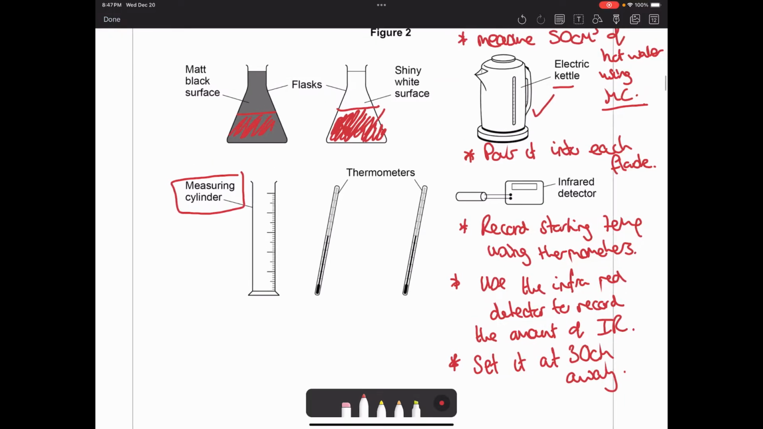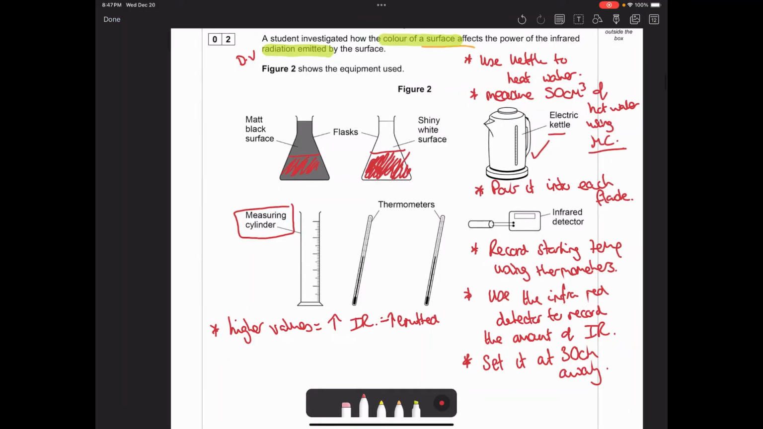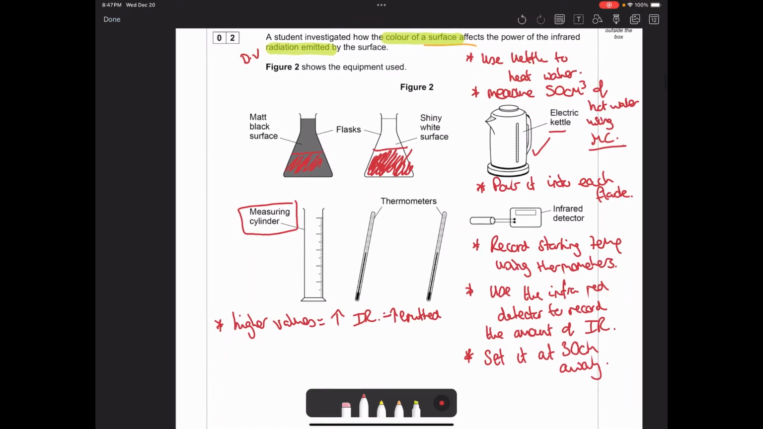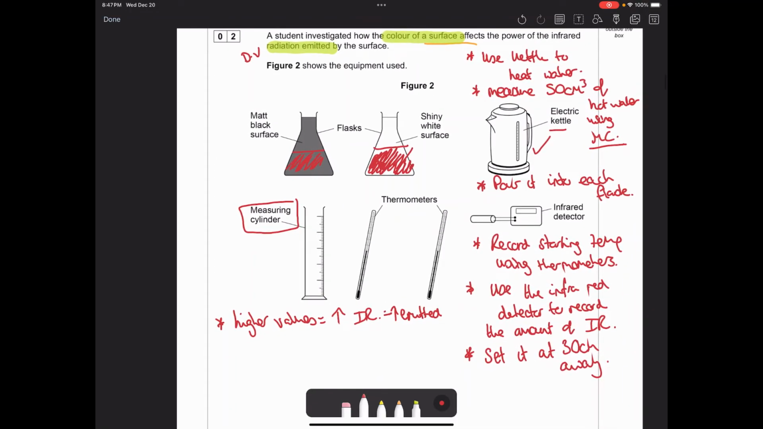But you can then use it to compare the results. So obviously, the higher the value, the more infrared is emitted. If you had a lower value, you'd have less infrared being emitted. Okay, so you've just got a basic method here, using that piece of equipment to show which one gives off more infrared radiation.